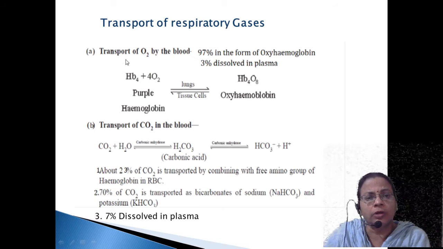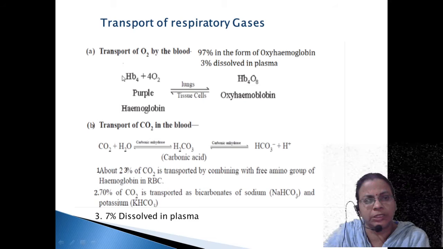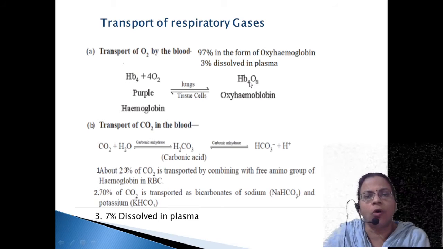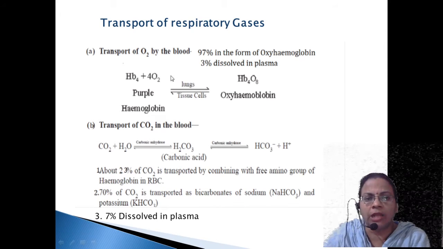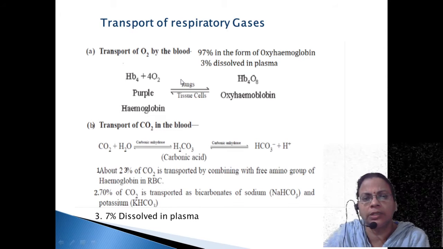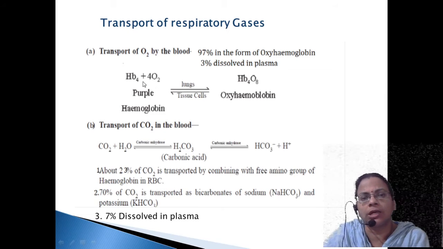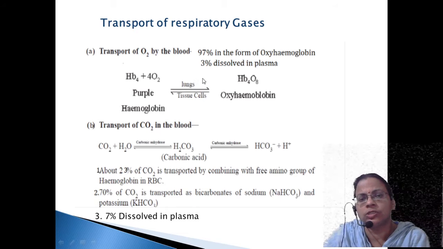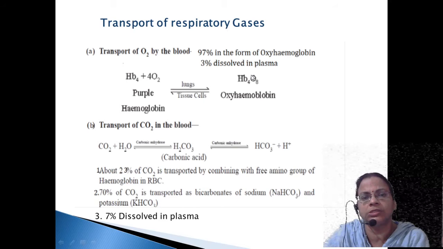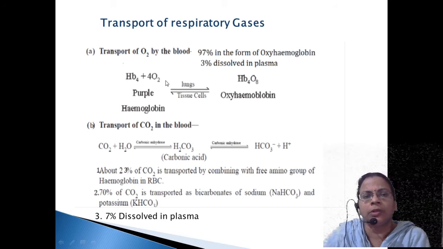So here, 4 heme chains or polypeptide chains of hemoglobin can combine with 4 molecules of oxygen and form oxyhemoglobin. From the lung, when the alveolus is surrounded by blood, the hemoglobin will bind, because in the lung there is more oxygen and in the blood less oxygen. So oxygen will enter from the lungs into the blood vessels. Within that blood it will combine with hemoglobin and form oxyhemoglobin. The other 3% is dissolved in plasma.